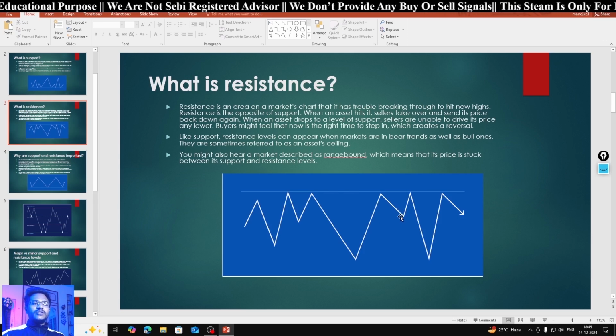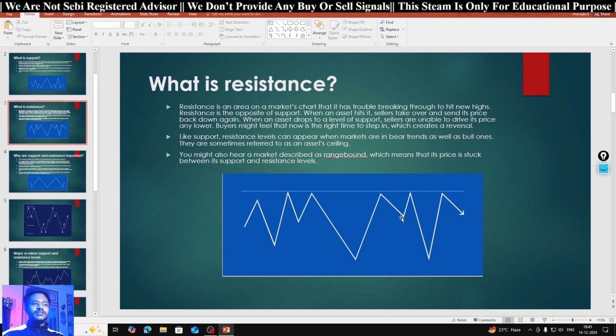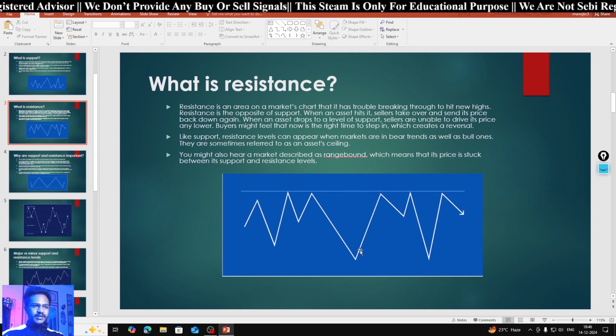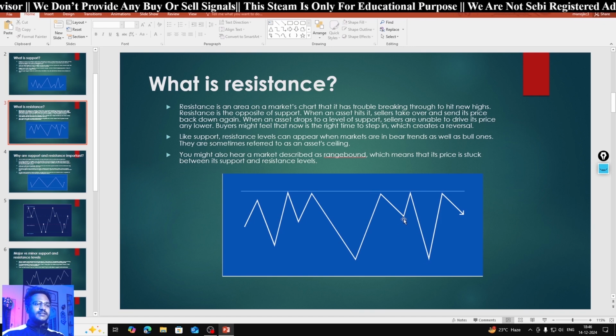Again, once it reached a certain point, another 50 buyers got into the picture, because there were 150 sellers and here it was 100 buyers. So another 50 buyers get into the picture and they try to push with great force.